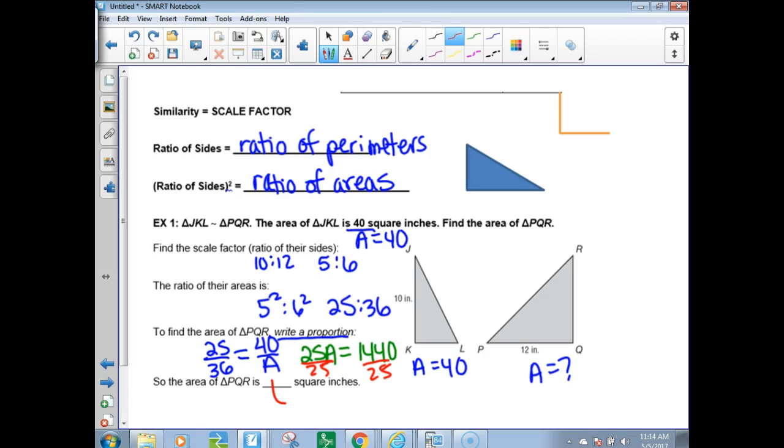Okay, so what is the actual area of that larger figure? You said 57.6. Thank you, Nathan. That would be in square inches. Okay, another type of problem. Anybody still need this? I can pause a minute.